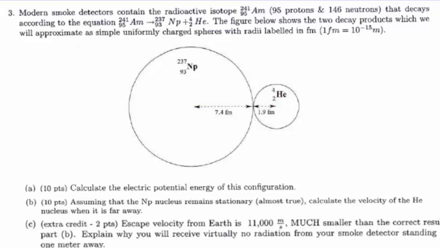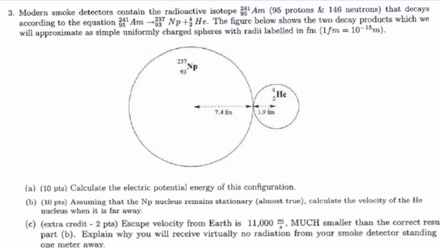The figure below shows the two decay products, which we will approximate as simple uniformly charged spheres whose radii are labeled in the figure. We are to calculate the electric potential energy of the initial configuration, and then, assuming that the neptunium nucleus remains stationary, which because of its very large mass is almost true, we must then calculate the velocity of the helium nucleus once it has moved far away.